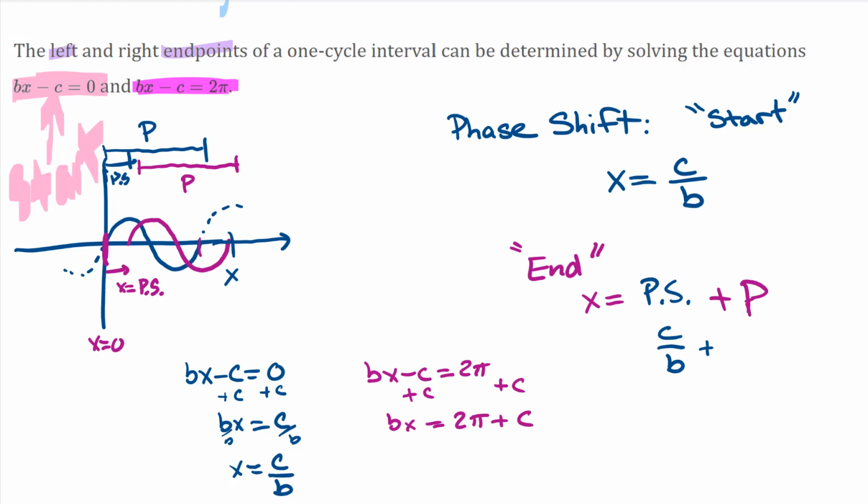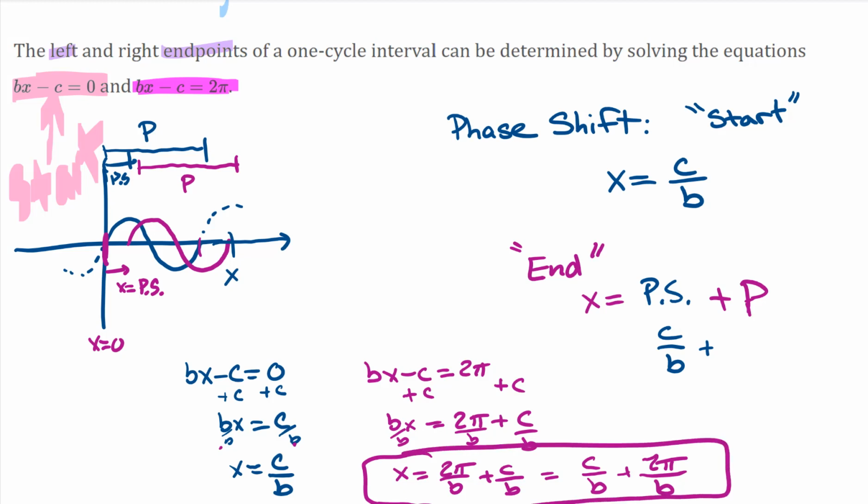2 pi plus c. And just like back here, we divided by b, we're going to divide by b again. Let's put it on both. And we get that x is equal to (2 pi plus c) over b. But wait a second, isn't addition commutative? So we get c over b plus 2 pi over b. So that's saying this is where we end. This is where we end at, c over b plus 2 pi over b.